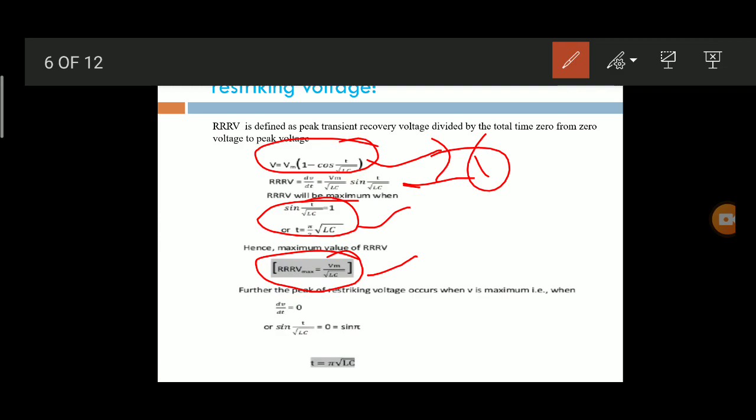Okay, dV by dt equal to 0, or sine of t by root LC equal to 0, that is sine pi. T equal to pi root LC. This is the restriking voltage.